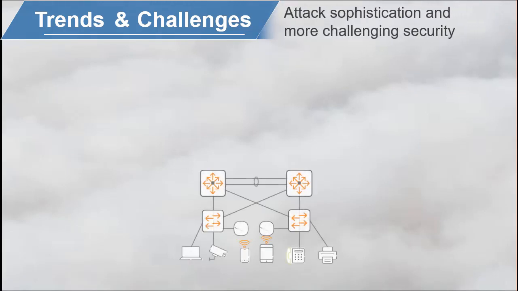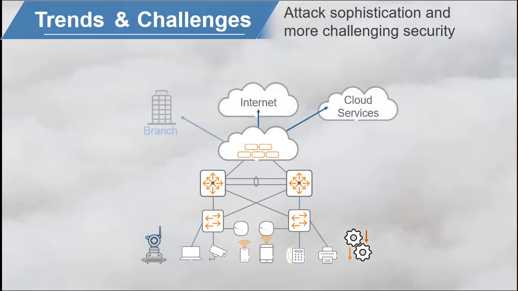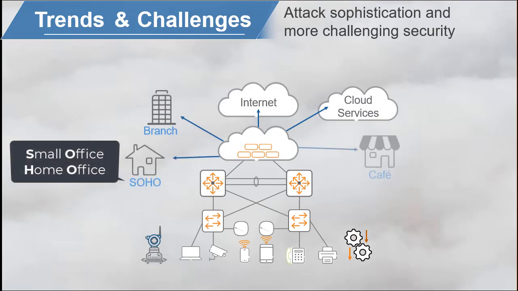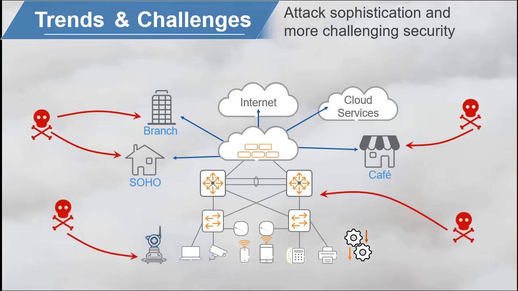So look what I'm asking of you so far. You have a classic campus network. Now add some cloud services, throw in some IoT devices, and accommodate internet, branch office, SOHO, and remote teleworker connectivity. Each new requirement adds a potential weakness for exploitation, and attackers devise ever more sophisticated ways to attack us every day.